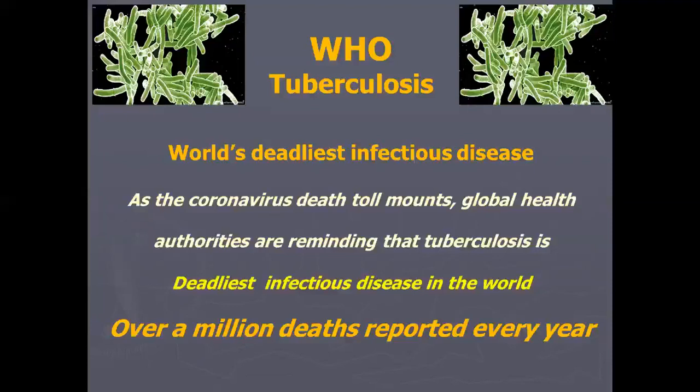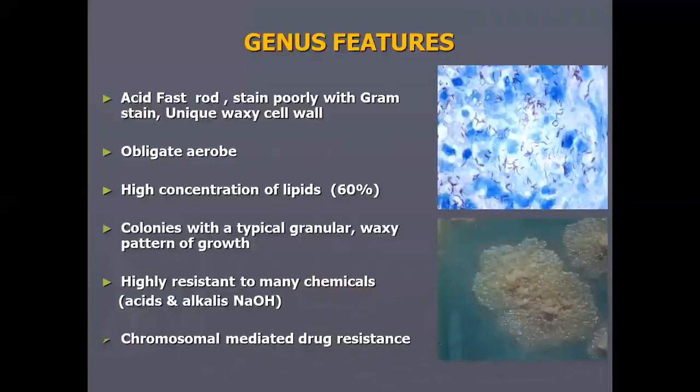So tuberculosis is a highly infectious disease that causes huge mortality and morbidity. Now, the causative organism belongs to the genus Mycobacterium, and the causative organism is Mycobacterium tuberculosis. We have many species of Mycobacterium, but before we move on to the species, let's look at the characteristics of the genus Mycobacteria.